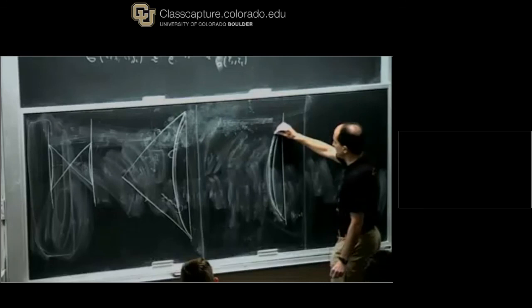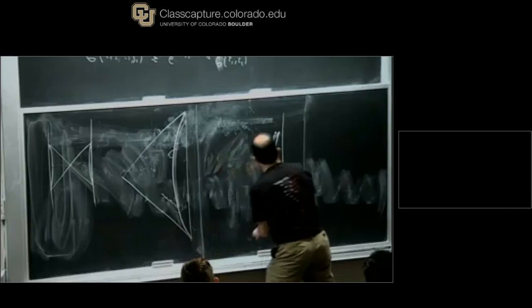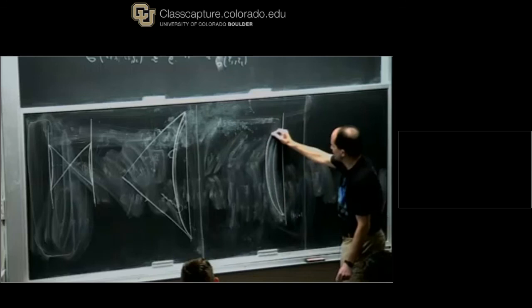And now you calculate a two-point function. This was one trajectory that was coming back from the future. Now we insert some operator. When we go back to the future, it's at some other position. Okay, that's clear.